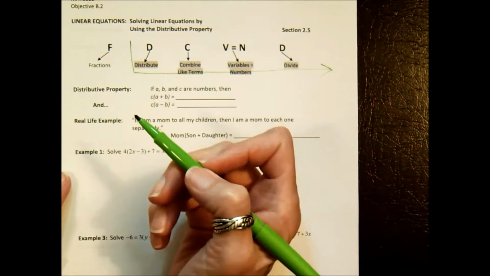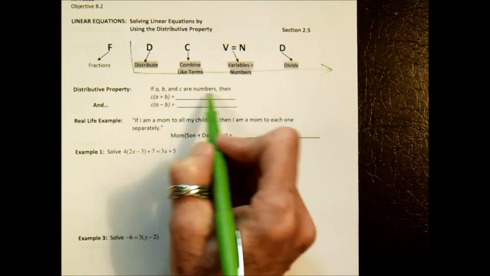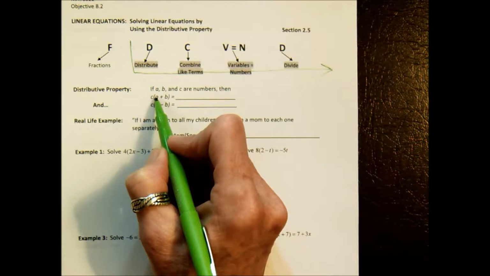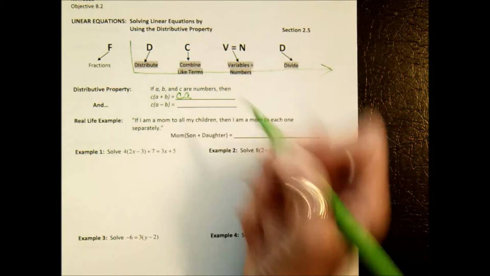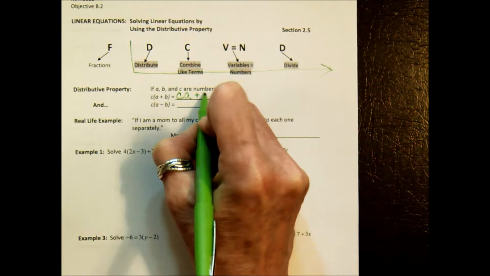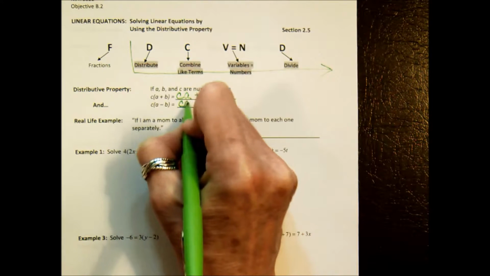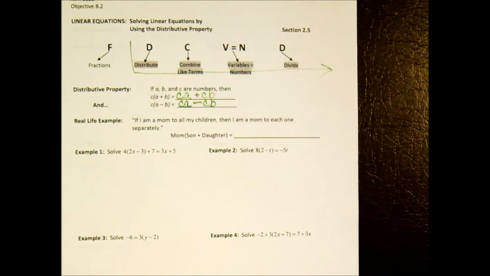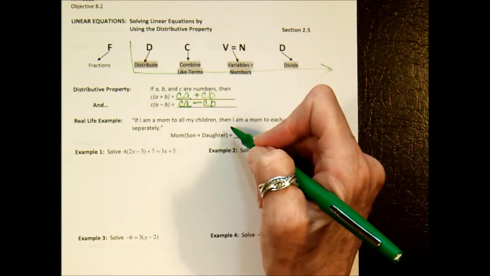So let's talk about the distributive property for a minute. What it says is, if A, B, and C are numbers, then if you take C and multiply it times the sum of A and B, it's the same thing as C times the A part plus C times the B part, or C times the A part minus C times the B part, if we were talking about subtraction. So let me give you two examples, one with numbers and one kind of a real world example.